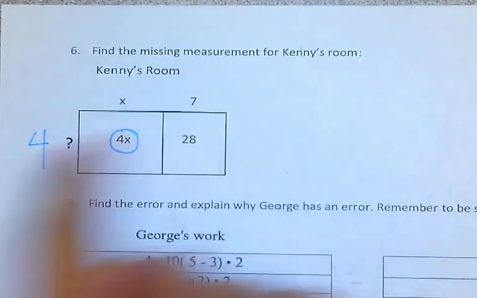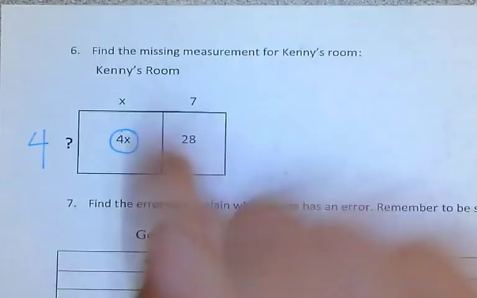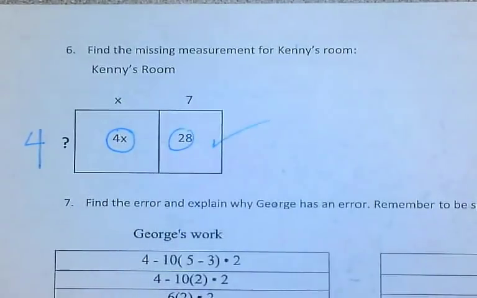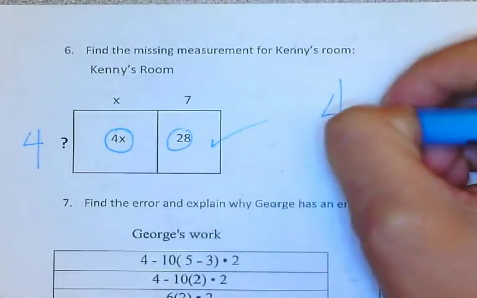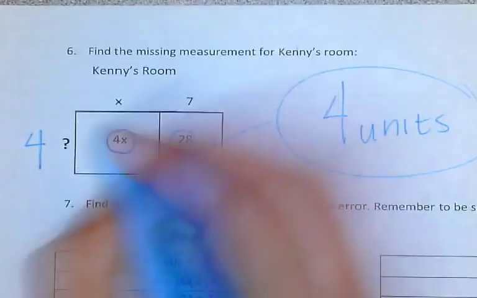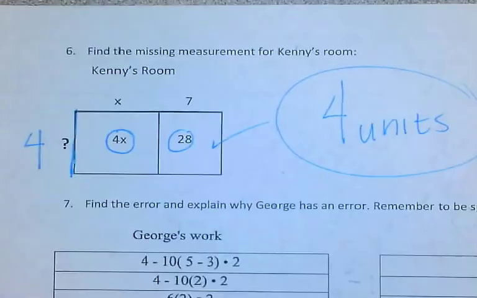And let's test it out. Does 4 times 7 give me 28? Yes, it does. So the missing measurement for Kenny's would be 4 units, which is right here. This measures 4.